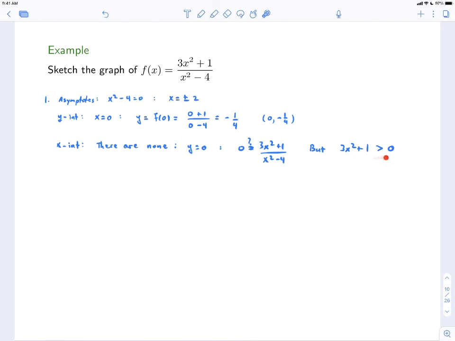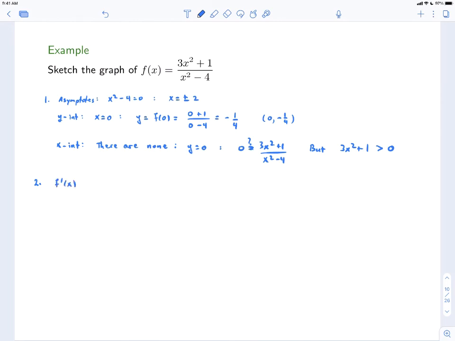So in particular, it's never equal to 0. So there are no x-intercepts. That brings us to step 2. Let's determine the critical numbers. So in order to do that, we need to differentiate f.